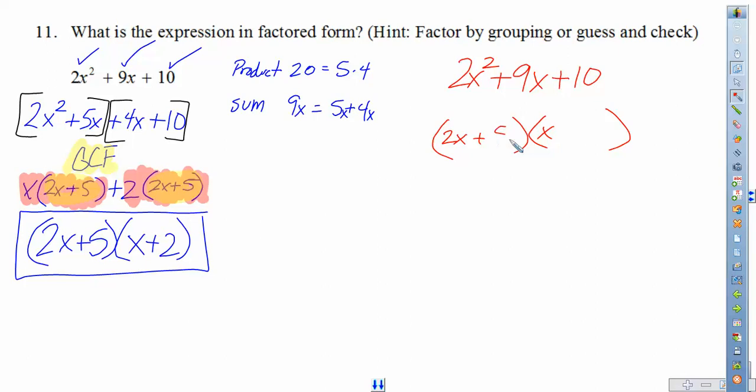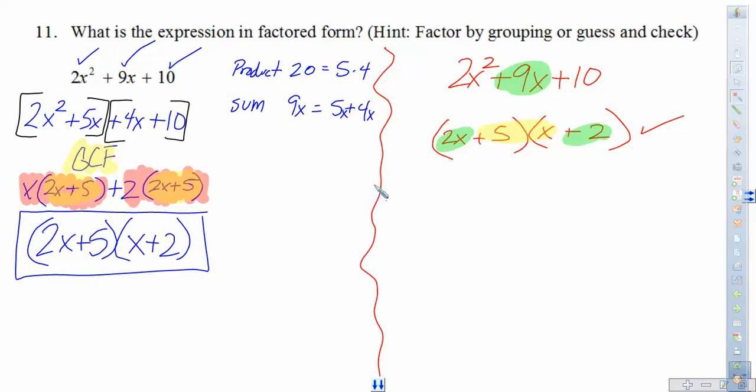What if I tried a 5 and then a 2 and then checked? First should be good. The last should be good. Once again, it's the 5x and the 4x combined to give us the 9x. So you can guess and check your way there on the factoring. Pretty slick, right? Right. So I don't care which way you do it. Okay? Either one of these two ways is fine with me.